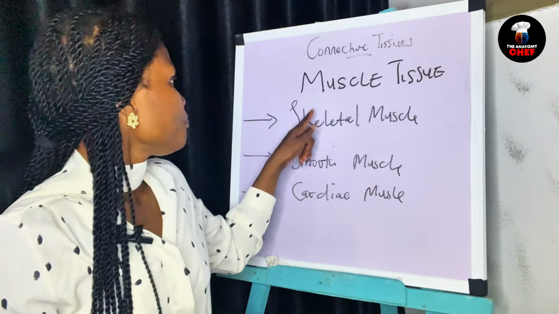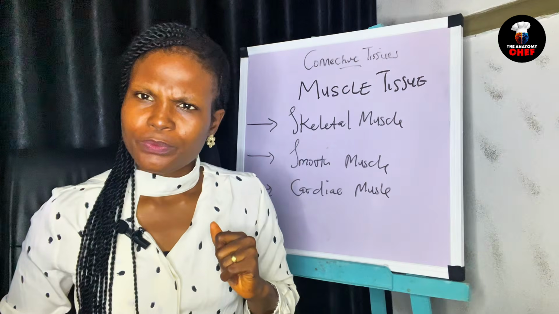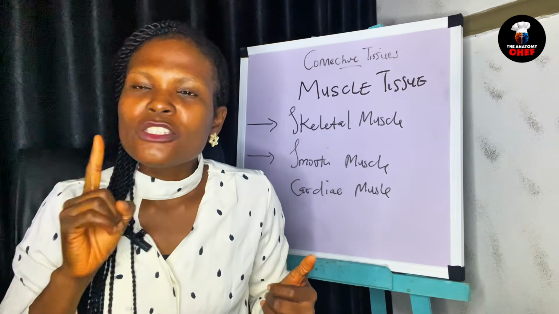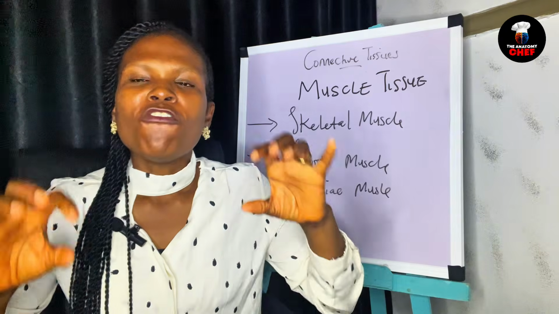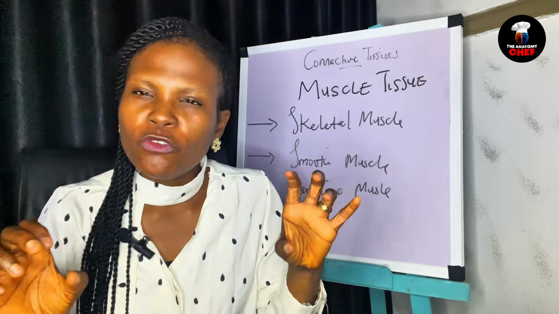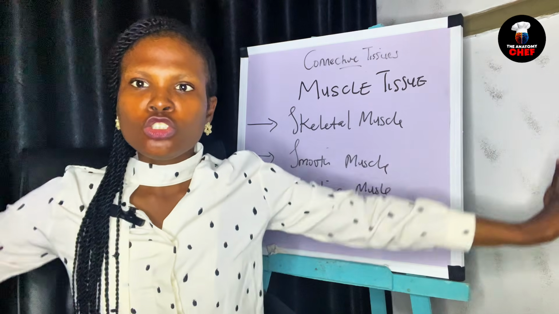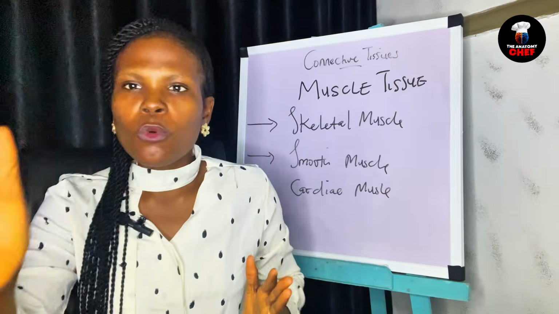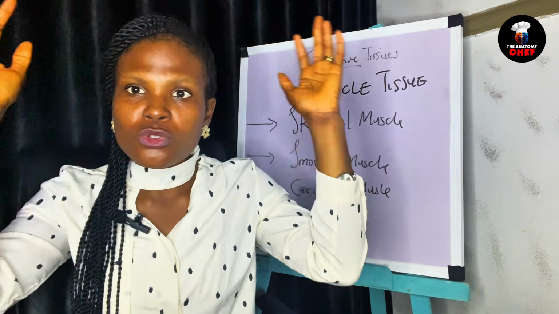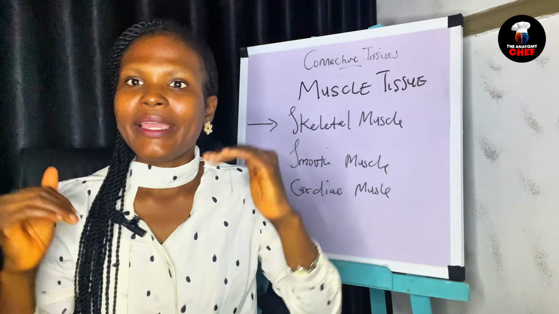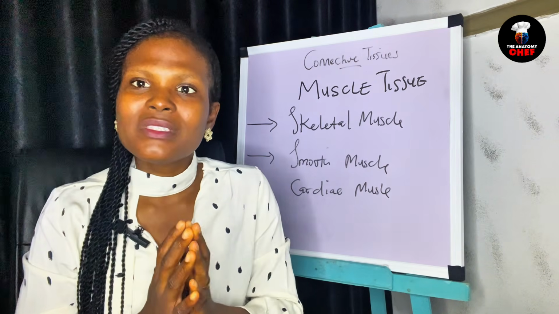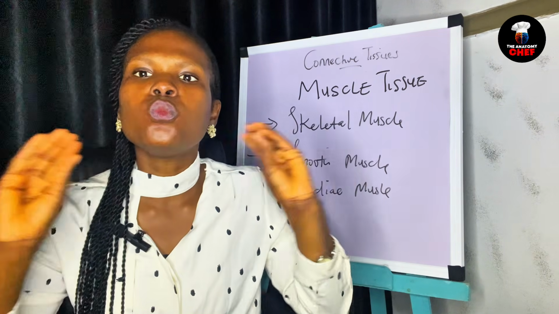Stay with me. Your skeletal muscle. The first characteristic of your skeletal muscle is that it has voluntary movement. Voluntary movement means that you can choose to move your skeletal muscle at will. For instance, all of the muscles contained in my arm, my upper limb, and lower limb are skeletal muscles. These are muscles that you can decide to move at will.